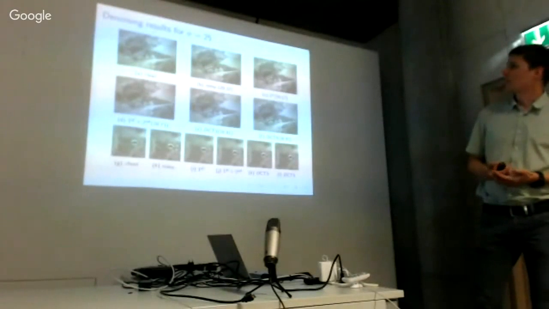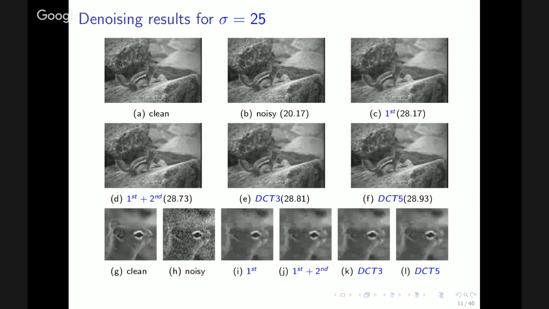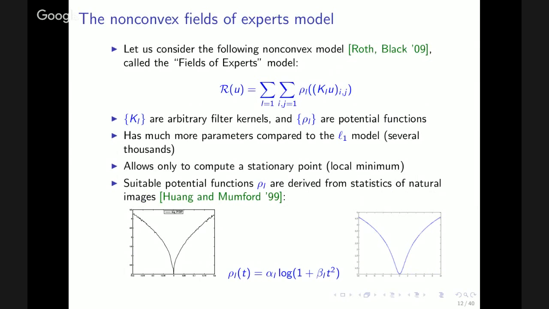So here are some results. Here you see the clean image, the noisy image, and here are the results for the different linear operators, and here are some subviews where you can see the differences. To be honest, you don't see much difference because, as we will see later, the real problem with this approach is the convexity of the model. So therefore, we were looking for a different model, and the different model is much more powerful.